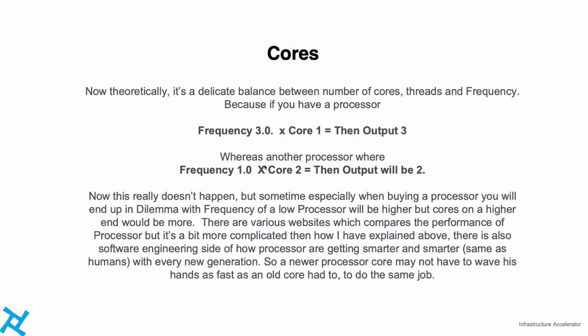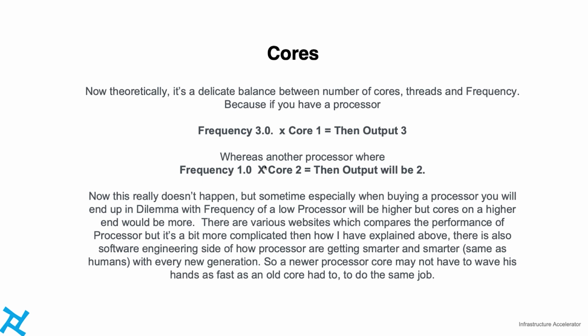Whereas in the second processor, the number of cores is more, but these are lazy men. Number of cores is equal to men. These are lazy men. They are working at a frequency of 1. The output which you will get is only 2. I hope you understand the relationship.